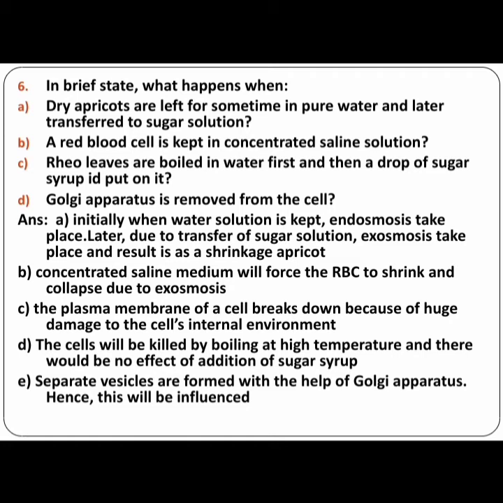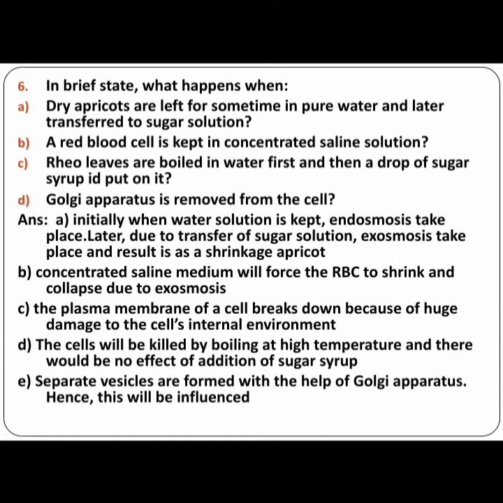Next sub question is, a red blood cell is kept in concentrated saline solution. So what happens if you keep red blood cells in concentrated saline solution? Okay, concentrated saline medium will force the RBC to shrink and collapse due to exosmosis. Okay, so it is filled with the salt solution, and because of exosmosis, it will burst away, it will collapse.